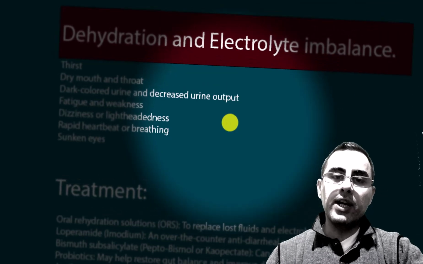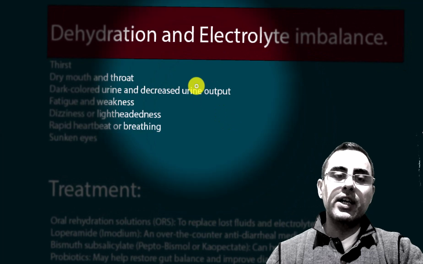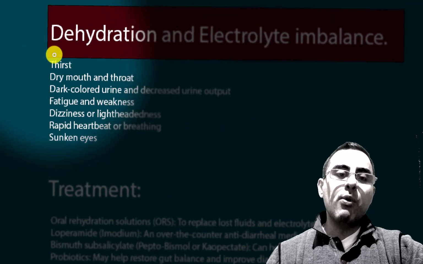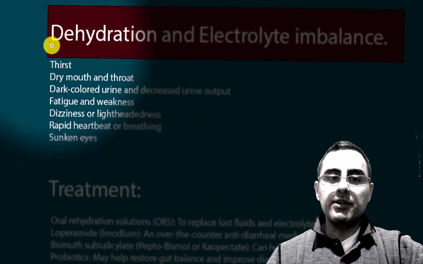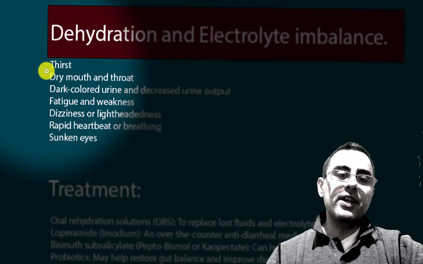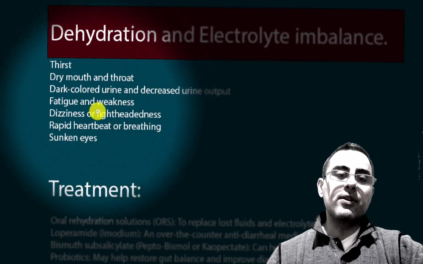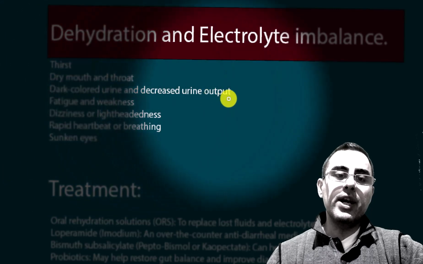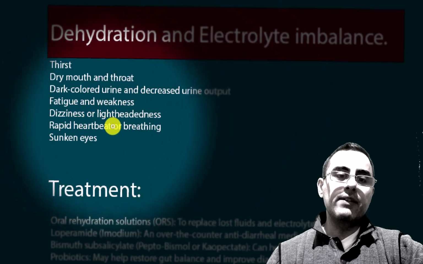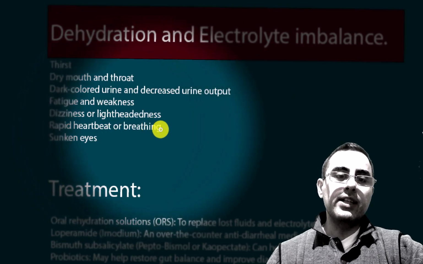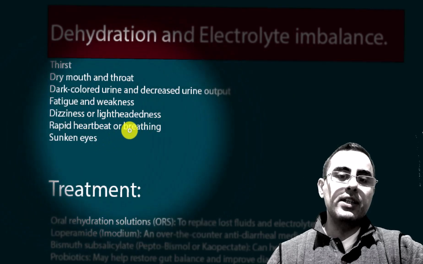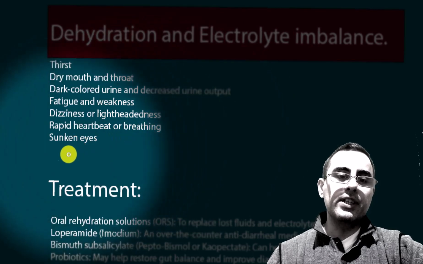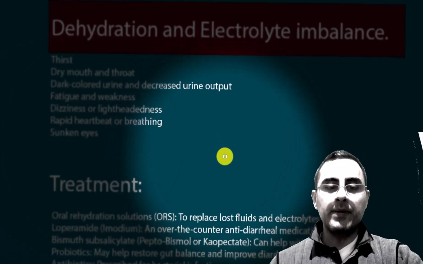Dehydration and electrolyte imbalance are important, and we need to spot if dehydration occurs. Symptoms are thirst, dry mouth and throat, dark colored urine, decreased urine output, fatigue and weakness, dizziness or lightheadedness, rapid heartbeat and rapid breathing, and sunken eyes.